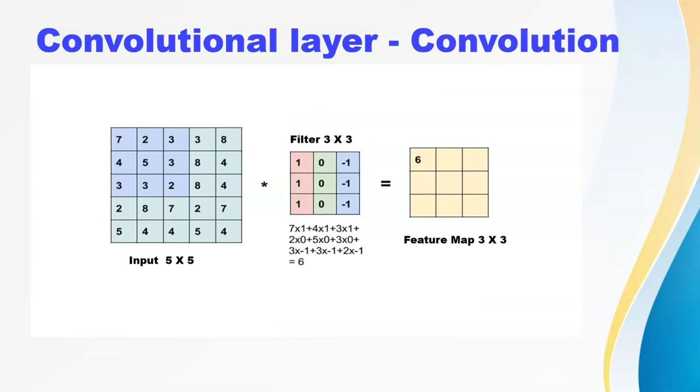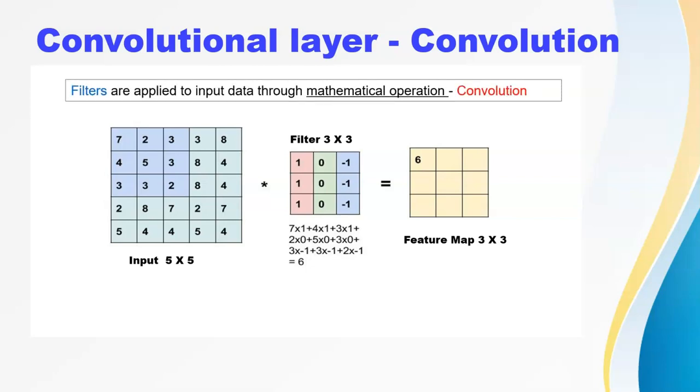The filter is applied to the input data through a mathematical operation known as convolution. This involves element-wise multiplication of the filter values with the corresponding input values, followed by the summation of the result to obtain a single value. This represents the feature or the pattern. In this example, you can observe that by performing the convolution operation, the first entry in the matrix is calculated as 6. What has been shown here is a part of the input data.